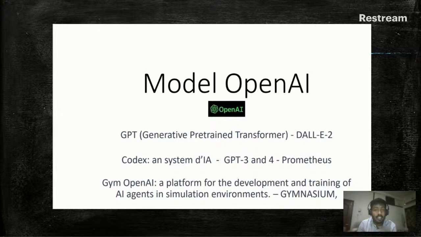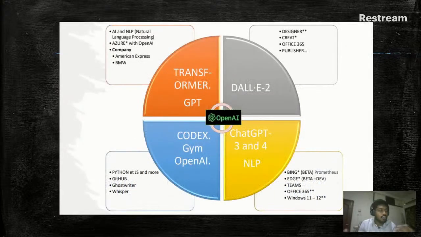In OpenAI we have Codex. For GPT-3 and GPT-4, I will give you the link and explain how you can access GPT-4, what credentials you need, and how to apply for OpenAI. Everything I will explain in the same session. So this is about the generative transformation models.